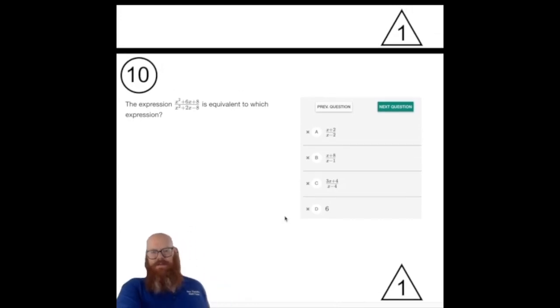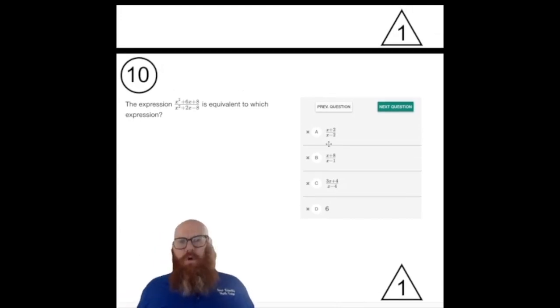All right, the last of our easy problems. So we want to know which one is equivalent to this. This is a pretty straightforward equivalent expression problem. These can get trickier, as we will see later, when we get to the hard module. But this one is pretty straightforward. You could use Desmos. You could throw this in and throw in the answers and see which graph lies on top of this one. But I think this is best done by knowing how to factor quickly.